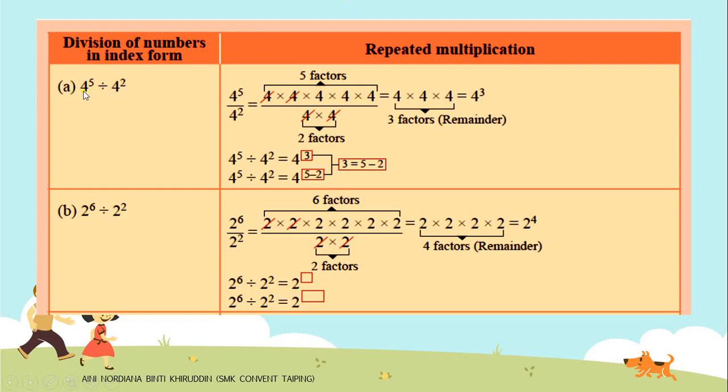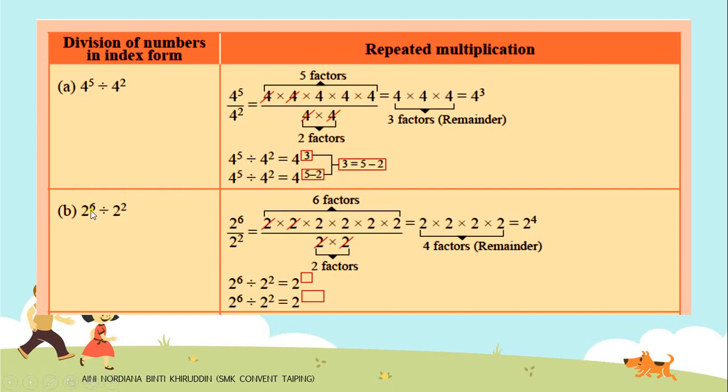4 to the power of 5 divided by 4 square. 4 to the power of 5 is 4 multiplied 5 times, divided by 4 square. So we cancel out the same number as the denominator. So the remaining is 4 cube. So 4 cube here you get from 5 minus 2. So we can conclude that here we can subtract the index or the power, 5 minus 2, to get the answer.